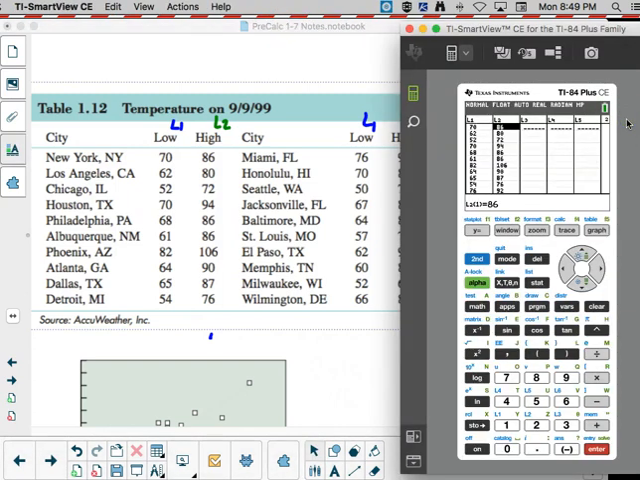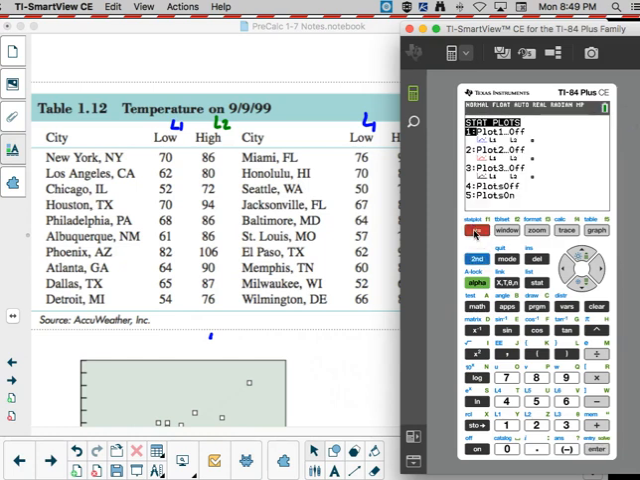Now, I want to be able to show you my scatter plot. So I have a second scatter plot. And my plot is off right now, but I'm going to turn it on. And I'm going to hit graph. Oop, I got to get rid of my old plot. So I'm going to enter, I'm going to clear that out. And I got my plot, and I'm going to go zoom fit, which is 0. Oh, zoom stat, I lied, which is 0.